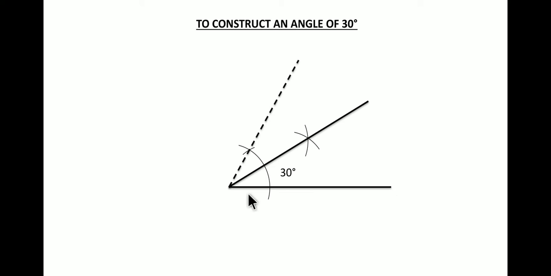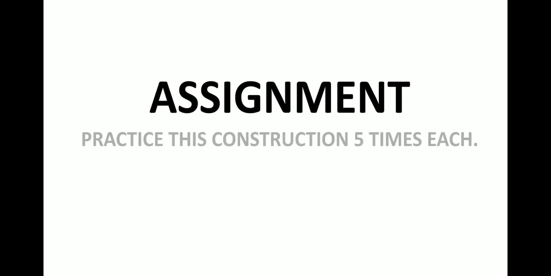Again, I would like to emphasize practicing this work again and again until you keep getting the construction perfect. That's why for your assignment you will practice this construction, both 60 degree and 30 degree, 5 times each. Okay, 5 times 60 degree and 5 times 30 degree.